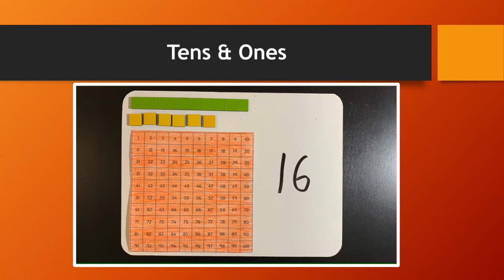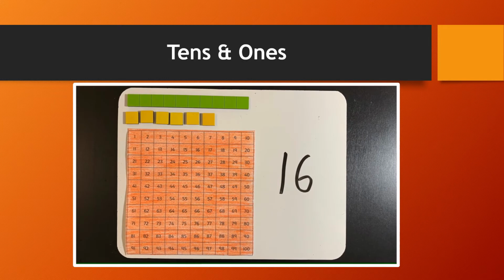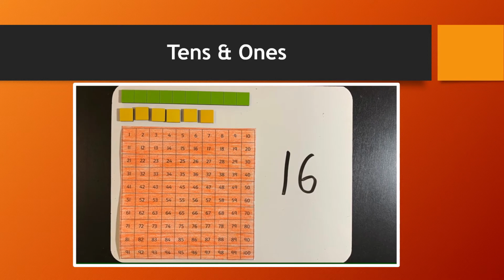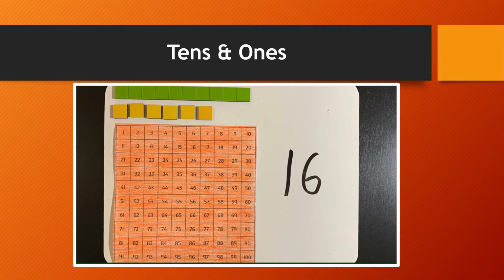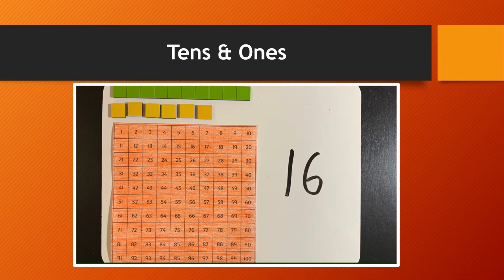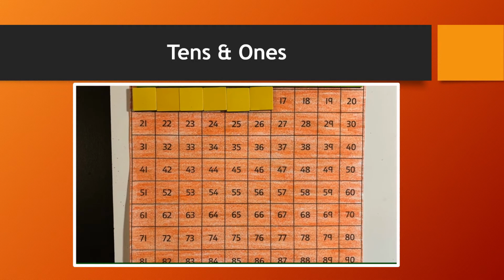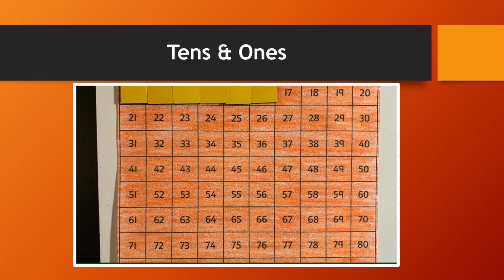Here's yet another way of looking at tens and ones with a 100 chart. This first 100 chart shows you 16. 16 takes 1 ten and 6 ones. If we are to take the base 10 blocks and lay them over the 100 chart, you can see that exactly 16 squares are covered.